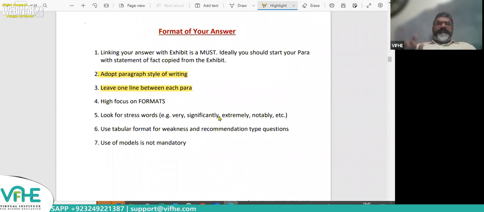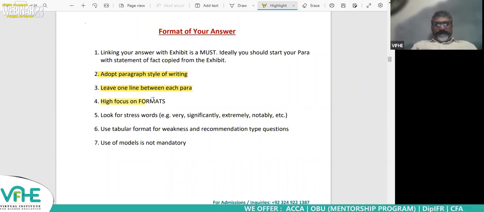How do you leave one line? How do you leave one line? Any idea? Very good. Just press enter 2 times. Just press the enter button 2 times, because if you press it 1 time, it will go on the next line. But then if you press 2 times, it will leave one line and go next to next. These students are laughing, but I know you don't even know how to leave 2 lines, right? Press enter 2 times.